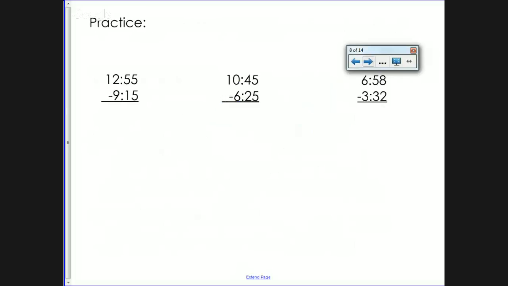So here we'll try these out. I want you to try them out first on your dry erase board, and then you can check your answer against what I'm showing you on the screen. 5 take away 5 is 0. 5 take away 1 is 4. 12 take away 9 is 3. See if you were correct.